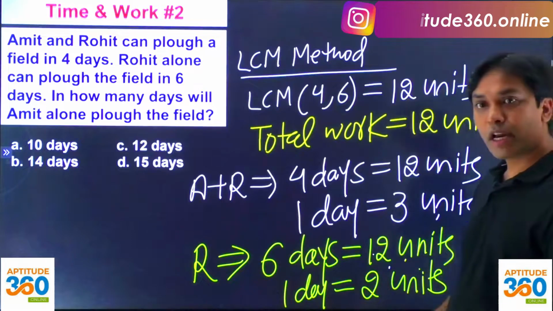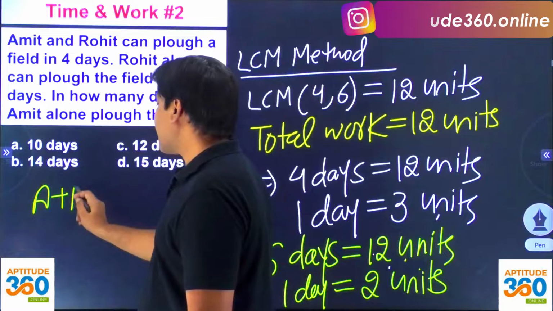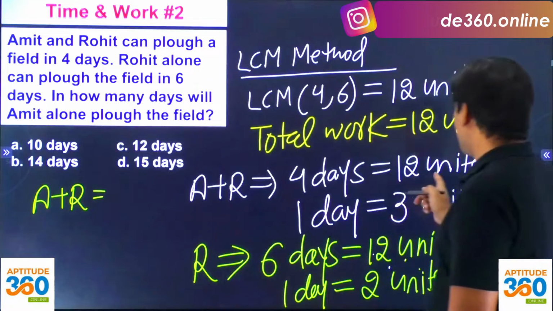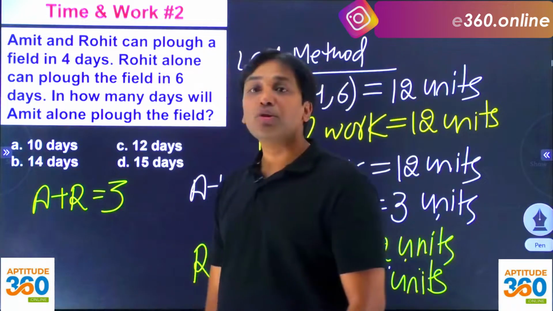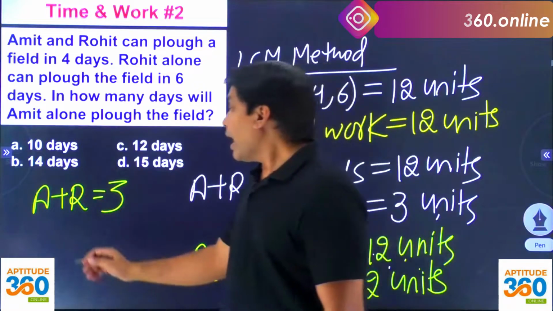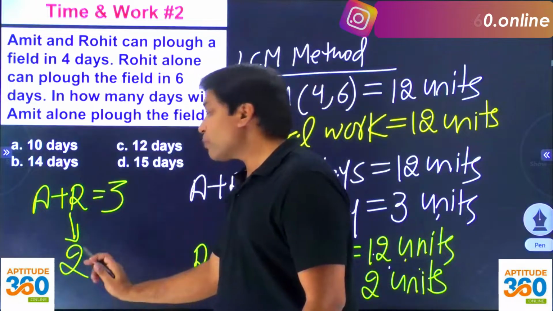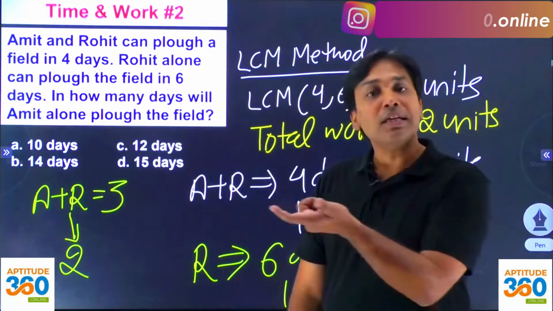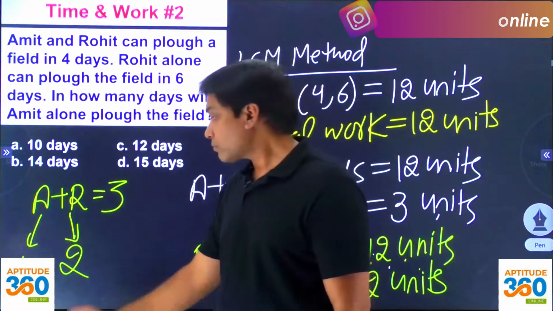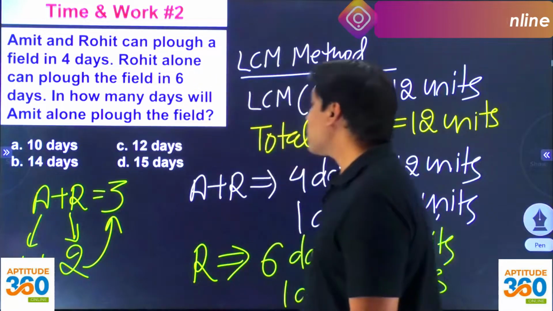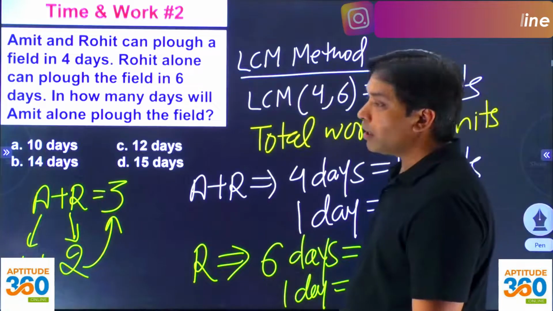और अगर ऐसा हो गया तो प्रॉब्लम खत्म हो गया, क्योंकि अमित और रोहित का एक दिन का काम, आपने क्या बोला यहां पे, उनका एक दिन का काम है 3 यूनिट। They are doing 3 units of the work every day, and you just found out that out of these 3 units, 2 units is being done by Rohit, and collectively they are doing 3 units. So Amit is going to be doing 1 unit per day, है ना? So 1 plus 2 is coming out as 3. So Amit is doing 1 unit of the work per day.